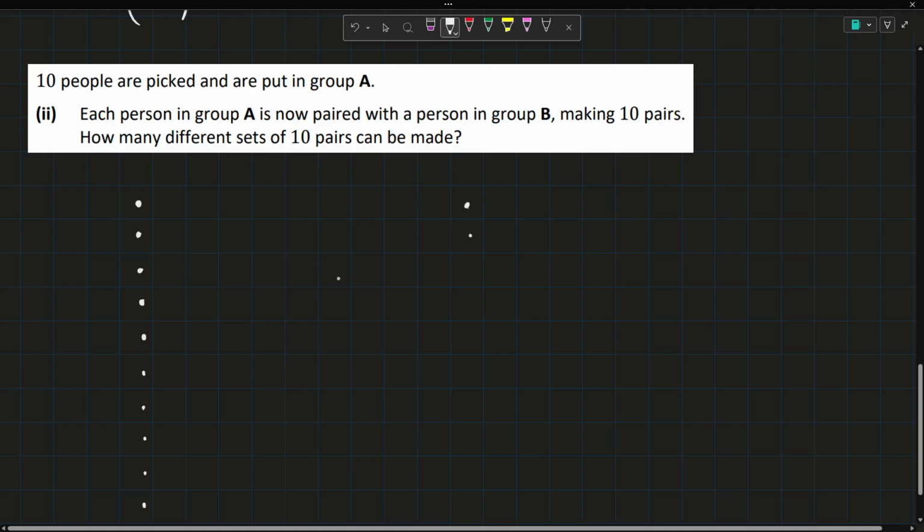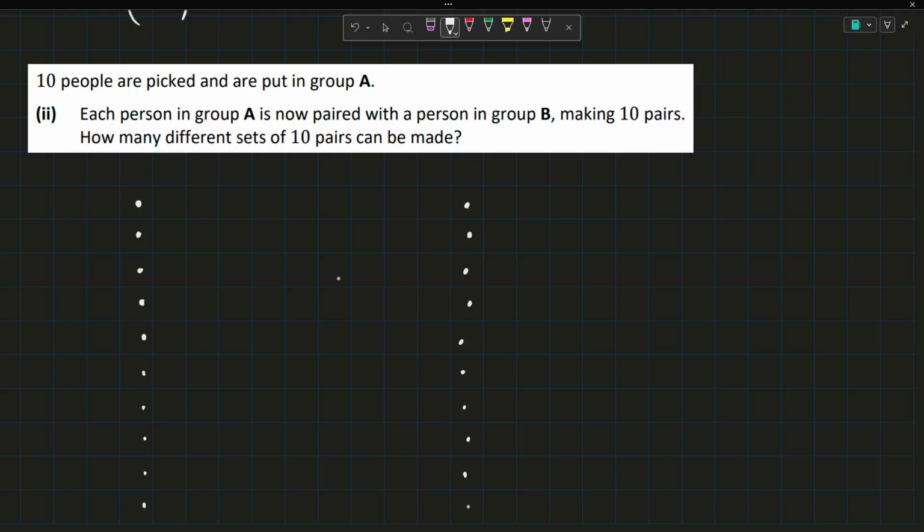And for each of them, we need to pair them up with, well, there's one person from the other group. So let's just take this first person. How many different people could we pair them up with? Well, we could pair this guy up with 10 different people.